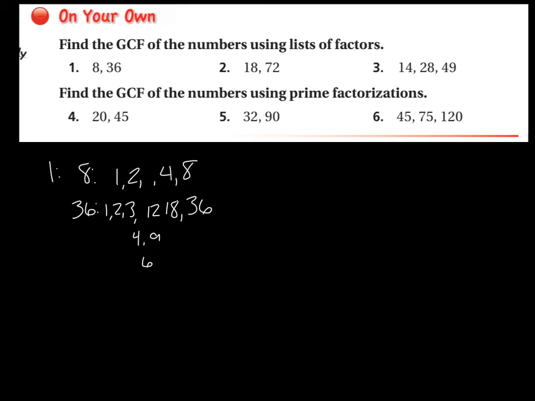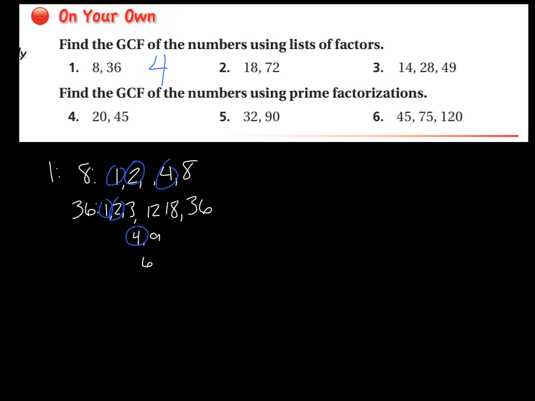Okay, so I started this one for you here, and your answer for number 1, the greatest common factor, is going to be the one that they share the biggest number of. So we can look: 1 they share, 2 they share, 3 they don't share, 4 they share, and past that, since 8 is my biggest number, they don't share anything else. So it looks like the GCF for number 1 is going to be 4.